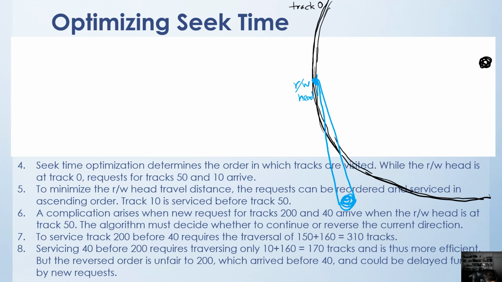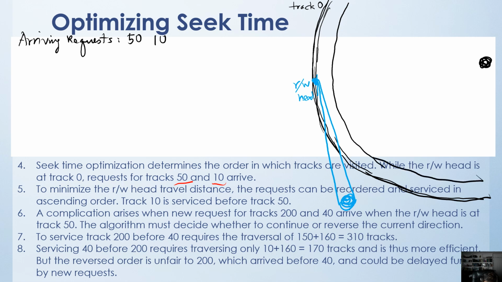Now requests for track 50 and track 10 arrive. So where's 50? 50 should be far away from track 0. 10 is closer. So let's say 10 is over here. That's track 10. Now, here's 50.